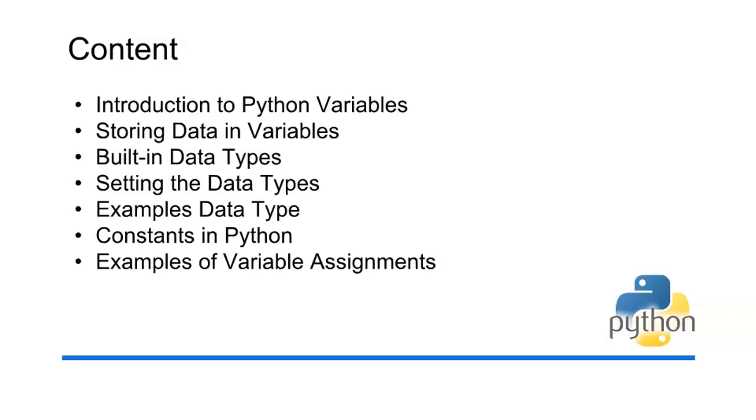This lesson covers the following key topics: an introduction to Python variables, which covers the basics of variable usage in Python, and storing data in variables, which explores how data is assigned and stored. The lesson also introduces built-in data types, detailing the various types available in Python, and setting the data types explicitly, showing how to define them. Practical applications are highlighted with examples of data types and examples of variable assignments. Lastly, constants in Python provide insight into unchangeable values within code.